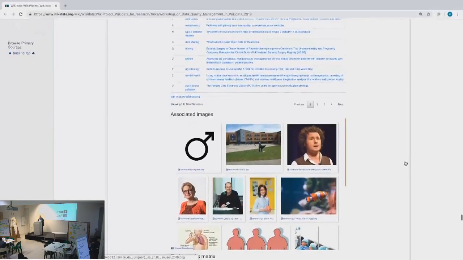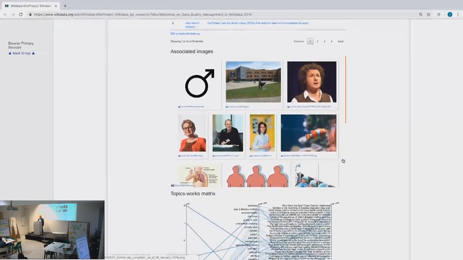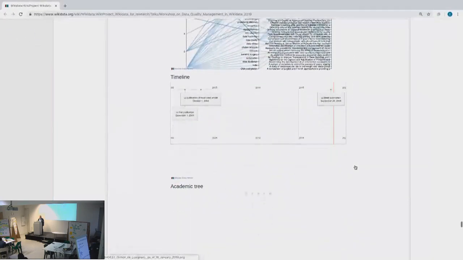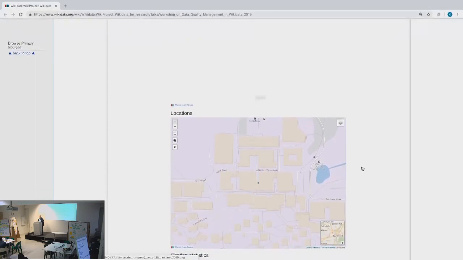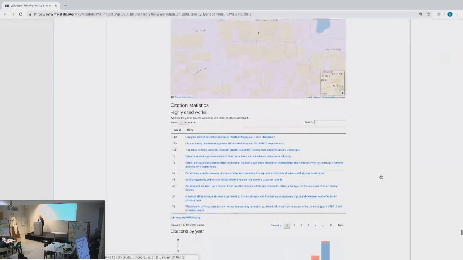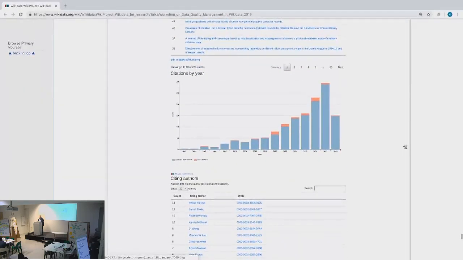In terms of images, we don't have an image of the person themselves. We have some people that are related to them, some other topics related to them. In the timeline, no employment, no awards pop up, so that's information that is missing. The academic tree is missing. We have one location. And yeah, citation statistics and citations per year look more or less okay.